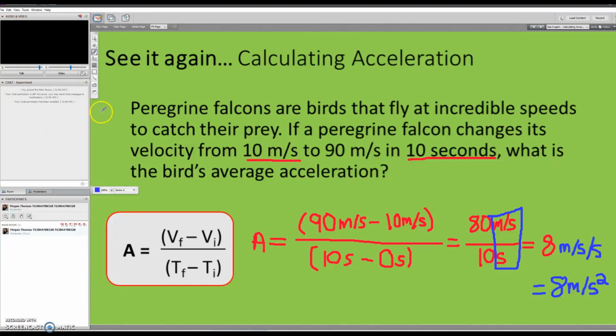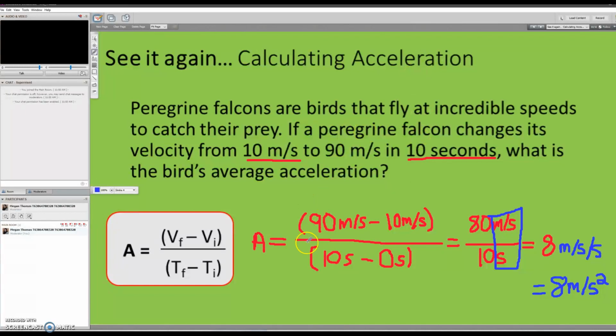Hello again, scientists. Welcome back to part 2 of our video session on acceleration. So we just finished together using our formula to solve a problem to find the acceleration of an object in motion. Specifically in this example, it was a peregrine falcon.